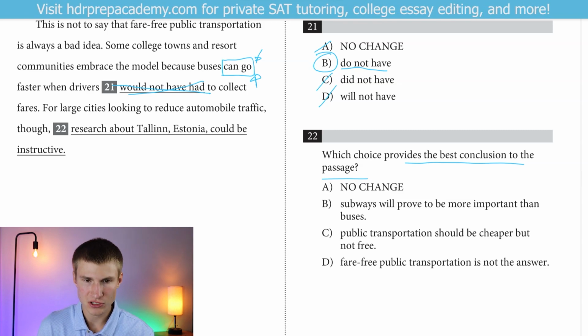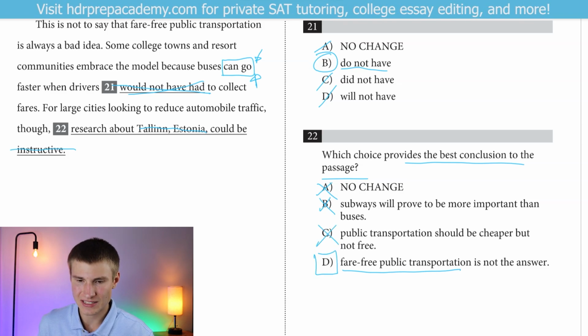We have option A. Research about Tallinn, Estonia could be instructive. Tallinn, Estonia is not the main point of the passage, so that's incorrect. Option B. Subways will prove more important than buses, not the main point of the passage. We want to focus on fare-free public transportation. Option C. Public transportation should be cheaper but not free, not the main point of the passage. We are arguing completely against fare-free public transportation. Okay, we're saying it's not the answer, so our answer for 22 would be D.